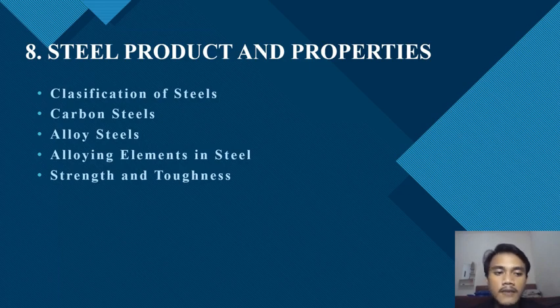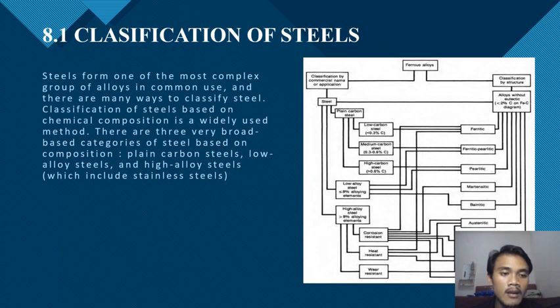Okay, now we go to the first, the classification of steel. Steel is one of the most complex groups of alloys in common use, and there are many ways to classify steel. Classification of steel based on chemical composition is a widely used method. There are 3 very broad categories of steel based on composition: plain carbon steel, low alloy steel, and high alloy steel, which includes stainless steel.